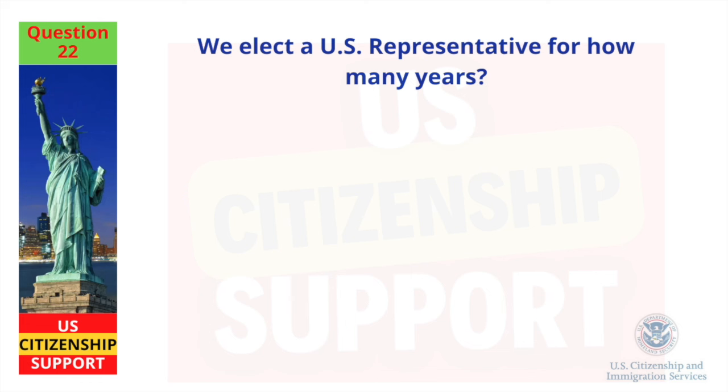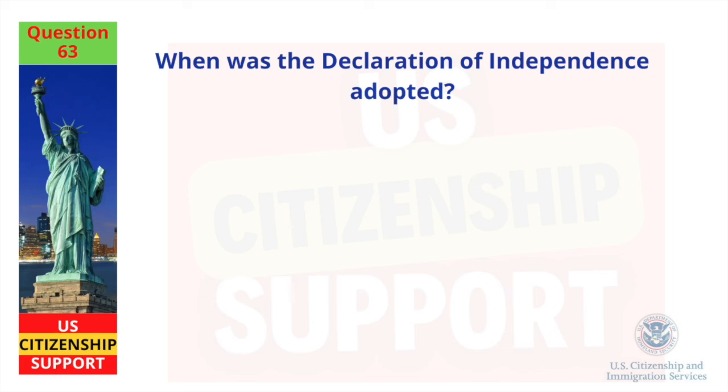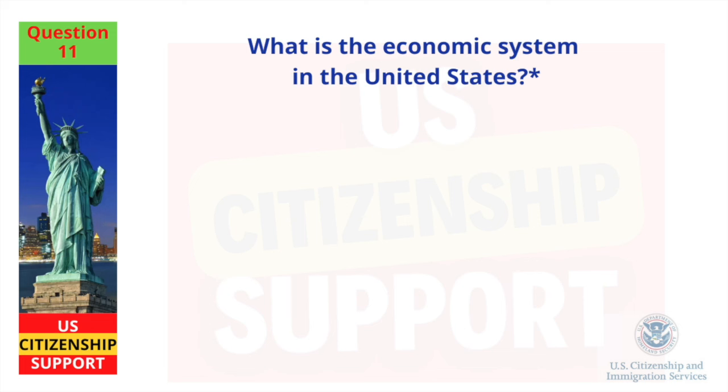We elect a U.S. representative for how many years? 2. Who does a U.S. senator represent? All people of the state. When was the Declaration of Independence adopted? 4 July 1776. What is the economic system in the United States? Capitalist economy.